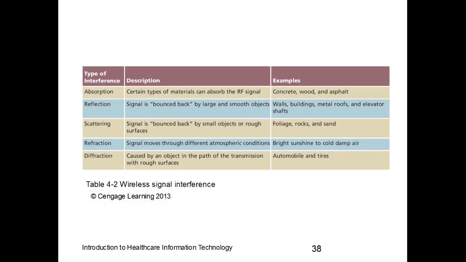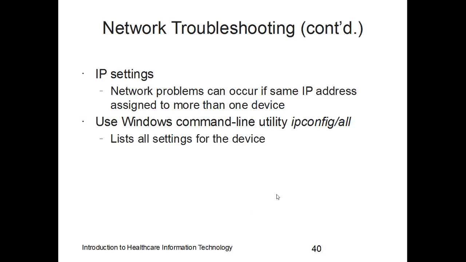So going from bright sunshine to cold, damp air, the signal will be refracted, which will interfere with transmission. And diffraction is caused by an object that's in the path of the transmission, and the object has rough surfaces, such as automobile tires. IP settings: network problems can occur if the same IP address is assigned to more than one device. If you think this may be an issue, you use the Windows command line utility ipconfig /all, and this will give you a list of all settings for the device.